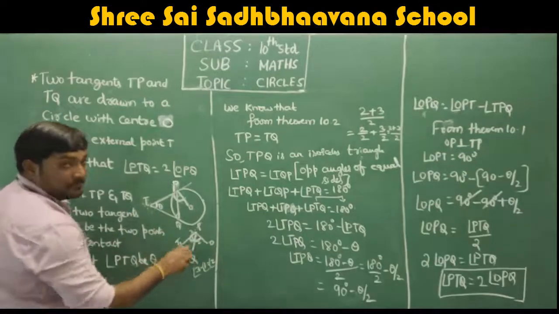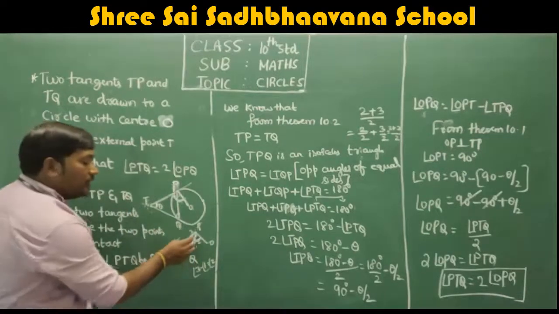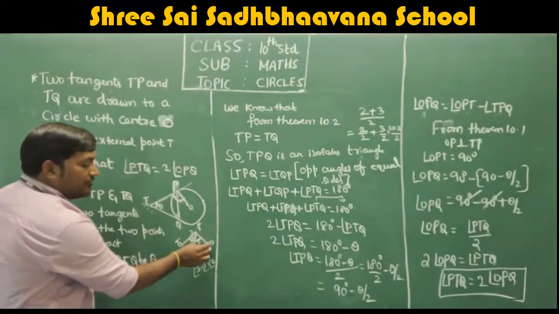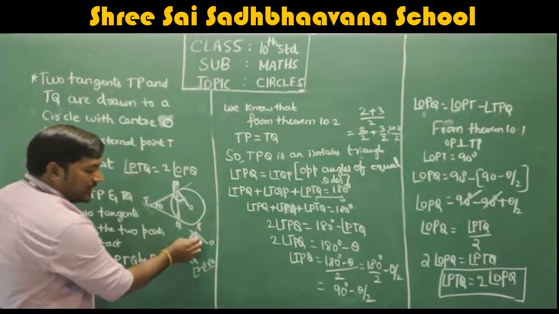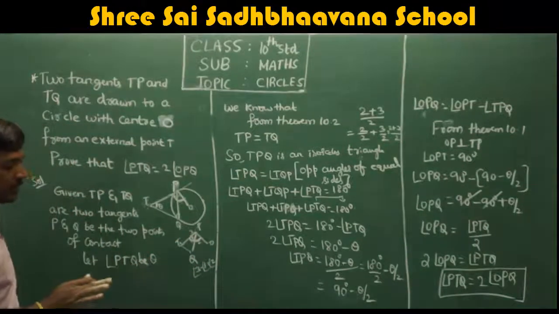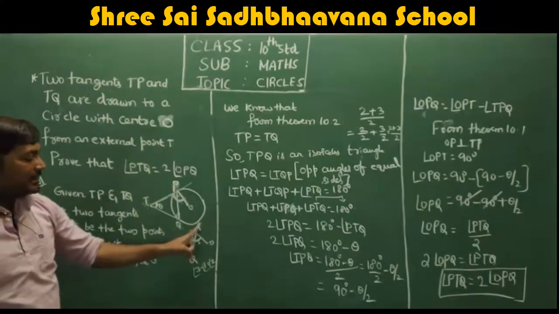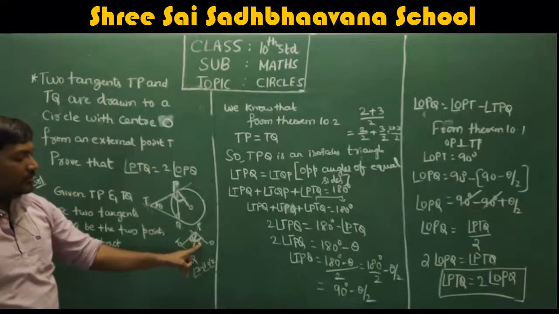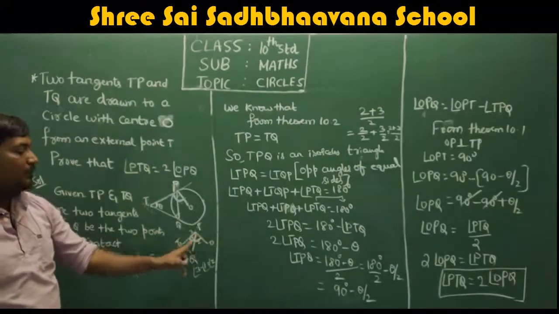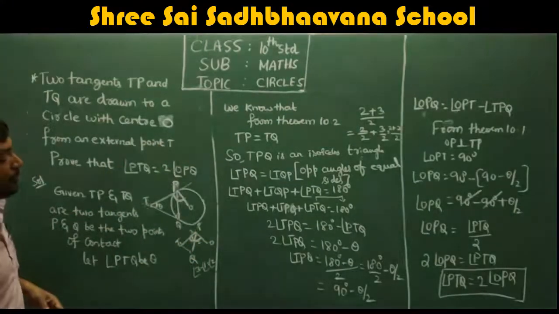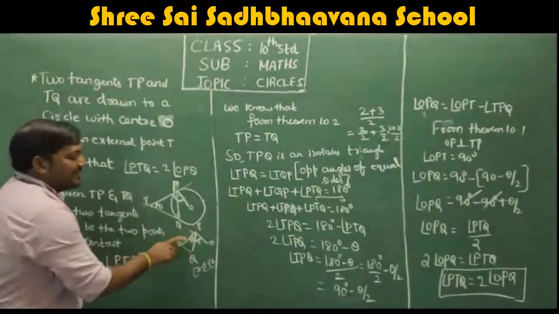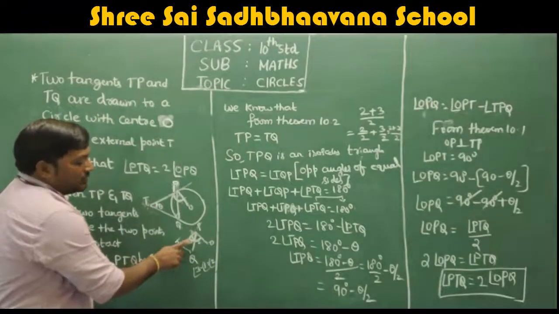So the total angle is 3, and this is angle 1. If I subtract this 1 from 3, I'll get 2, right? So similarly, what I did, OPT is the total angle. From OPT, I am subtracting this part, TPQ, and it will give you this angle, which is OPQ. So that's how it came. So OPQ can be written as OPT minus TPQ.